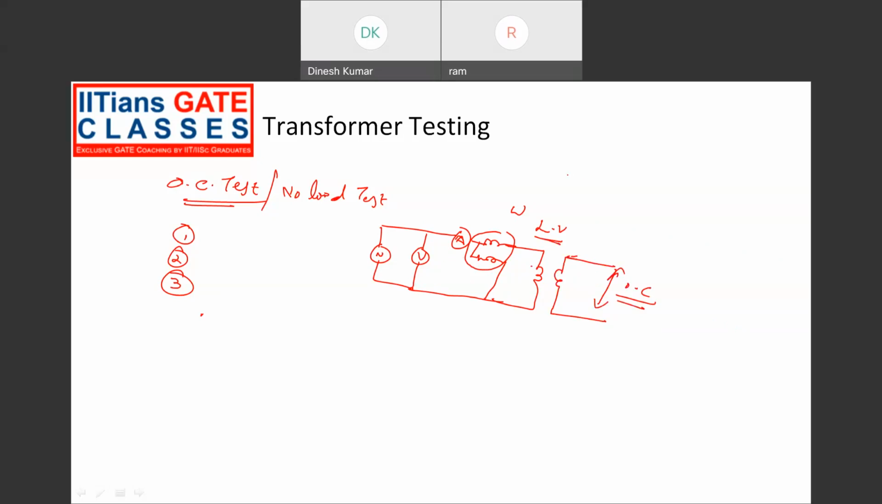And these wattmeters are of two types, LPF wattmeters and UPF wattmeters, low power factor and unity power factor. The low power factor means less than 0.5, UPF means greater than 0.5.